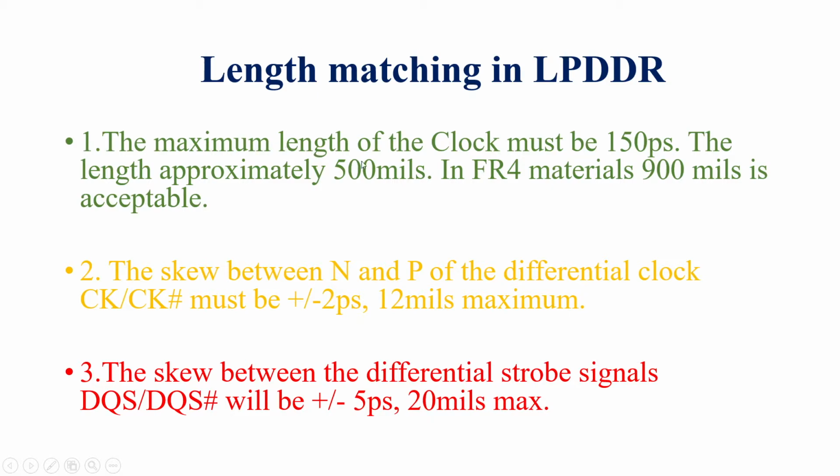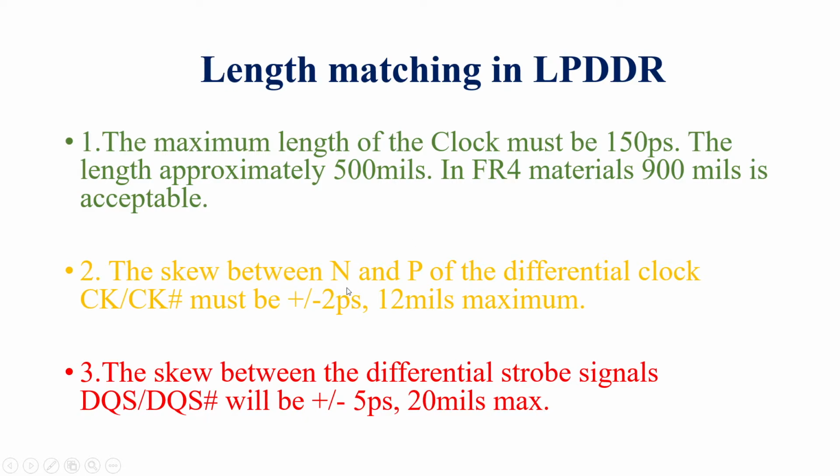These are all the rules while routing the high-speed tracks. First thing, the high-speed designer has to keep in mind that the maximum length of the clock must be 150 picoseconds, which is approximately 500 mils. In FR4 materials, 900 mils is acceptable because in FR4 material the speed of the signal is more.